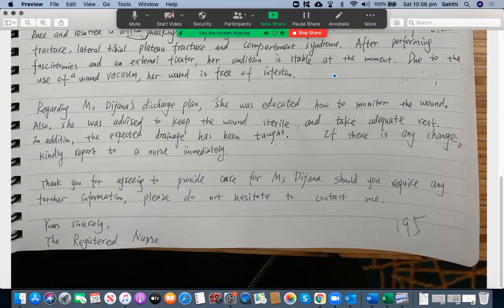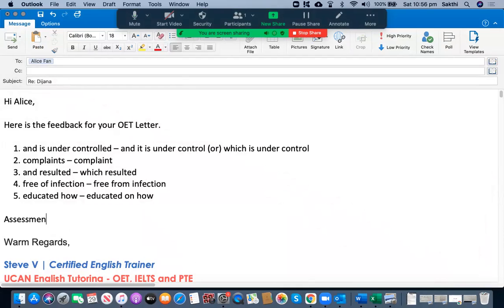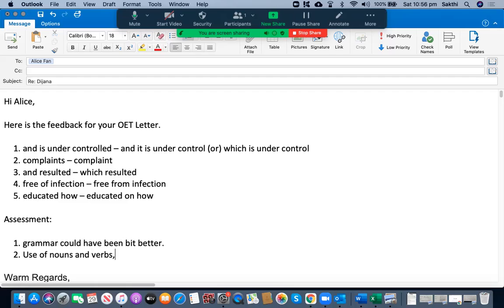Good. All right. There are not many mistakes, but let me go through the assessment now before I jump onto the case notes. Firstly, grammar could have been a bit better, because you have committed some grammatical mistakes. Use of nouns and verbs could have been better. And then sentence structures. In some sentences, structures could have been much better. Use of punctuation marks, not the punctuation marks, sorry, prepositions.